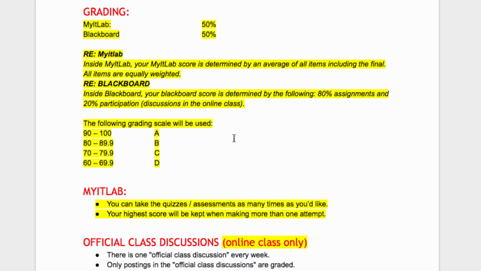So 110%, right? If you only have 100% in a course, then you just figure out what makes up your 100%. 50% is from my IT lab, 50% is from Blackboard. Sweet. And so then you read here, inside my IT lab, your my IT lab score is determined by an average of all items, including the final. All items are weighted equally. So the math on that, if there is 10 items and I did 1, I would have 1 out of 10, which is 10%. And then I would have 10% of 50%, which would be 5%. I've earned 5% towards my overall grade.